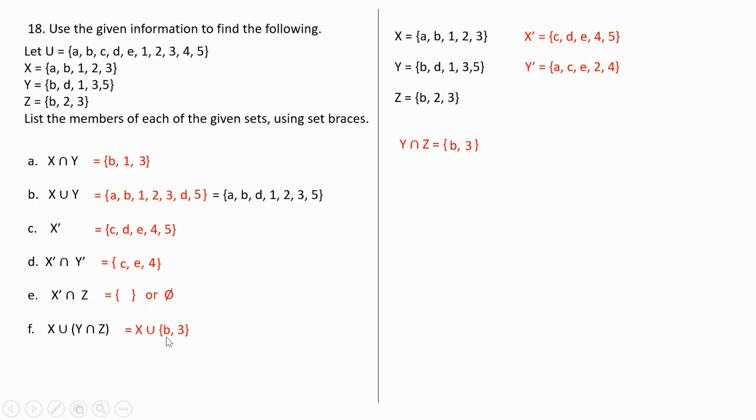So now let's go to X union the set B, 3. As I mentioned earlier, since X is first, we're going to put everything in X. X is A, B, 1, 2, 3, right? Then union means that we don't repeat them. So now let's go to the set B, 3. Is a B already in there? Yes, it is, so we don't write it again. Is a 3 there already? Yes, it is. We don't write it again. So this is my solution: A, B, 1, 2, 3. Well, that's how you do these types of problems.